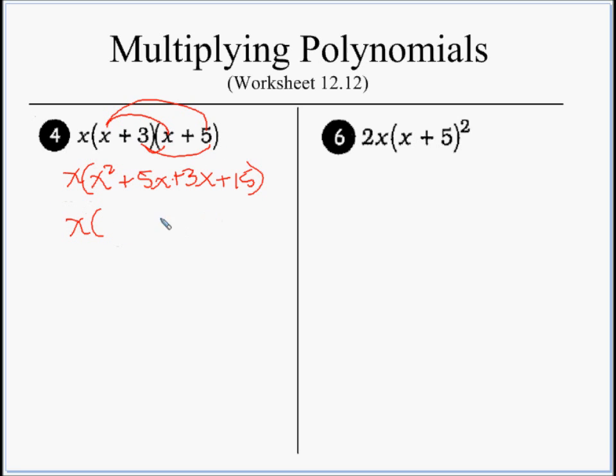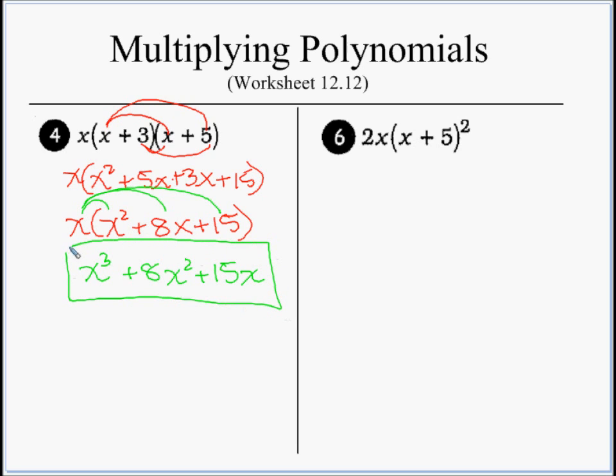I'm going to simplify one more step inside of the parentheses here, combining like terms to get a simplified trinomial, and then my next step is going to be to distribute that x that was outside. So my final step, x times x squared would be x cubed, x times 8x would be 8x squared, and then x times 15 is 15x. And that would be your final answer right there. Now, if you wanted to, you could also distribute the x first and then FOIL, but I think it's easier to do it this way.